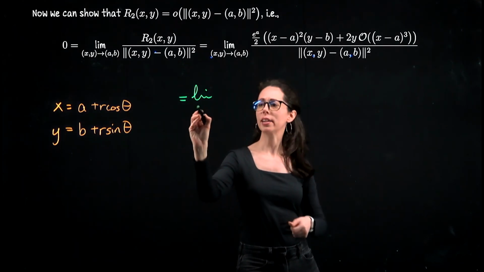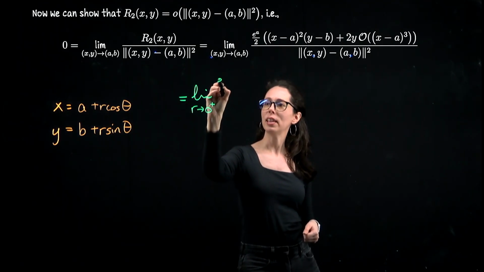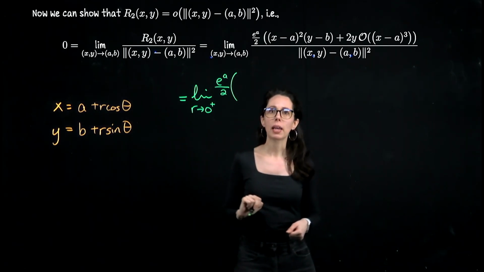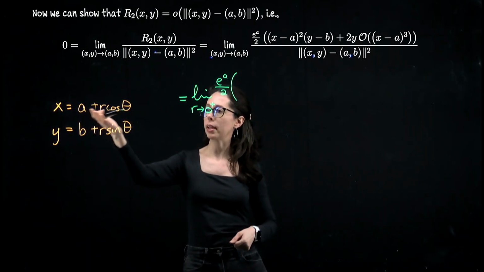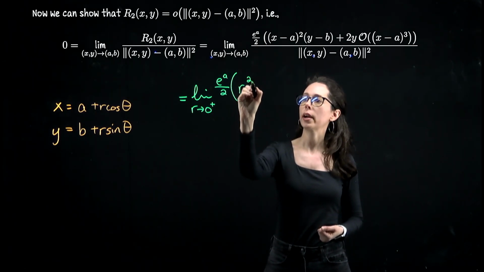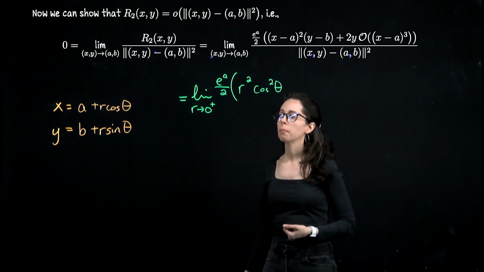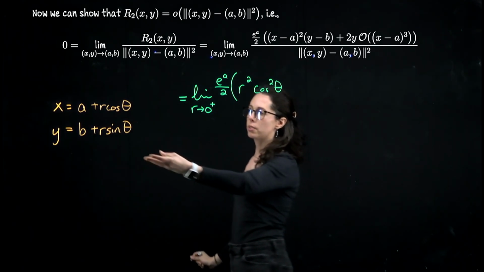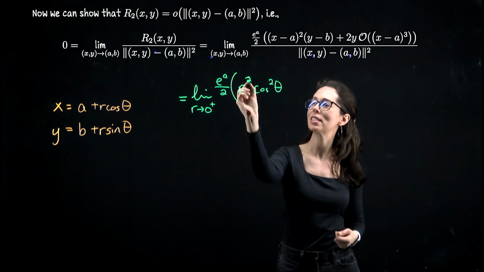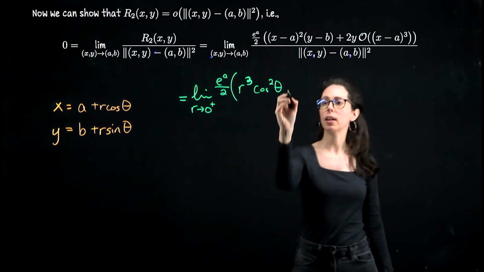Might have a lot to write here, so I hope I can fit this all in one line. We have e to the a over 2, that's just a constant. x minus a squared, notice x minus a is just r times cosine of theta, so we will write r squared and then the square of the cosine. y minus b likewise is r sine theta, so r squared times r. Let me adjust this into an r cubed. There we go, r cubed, sine of theta.